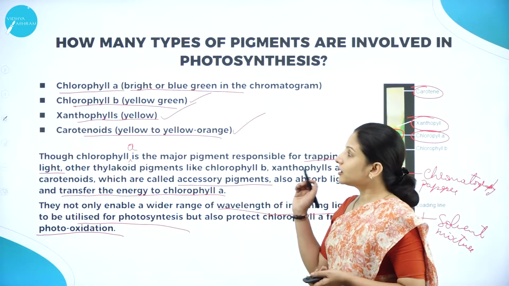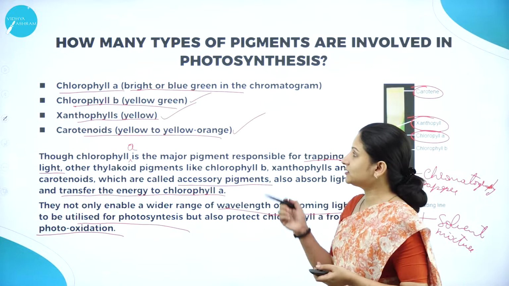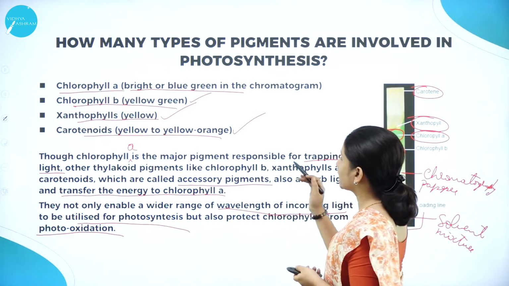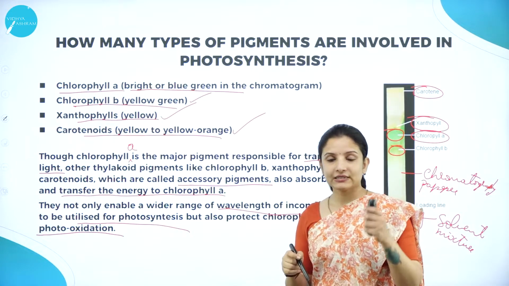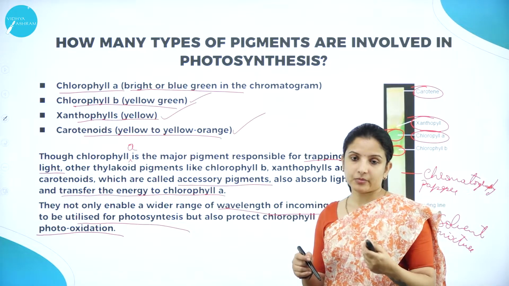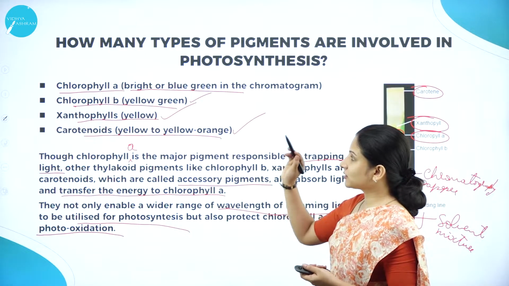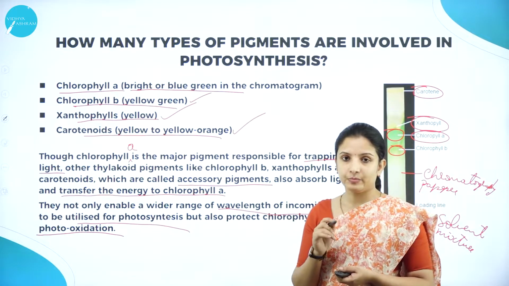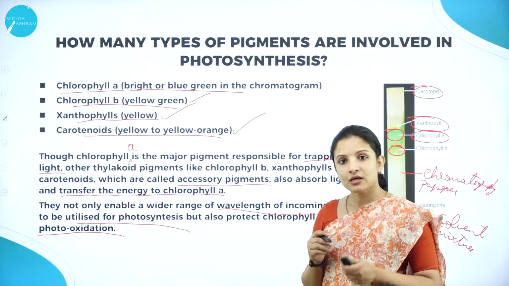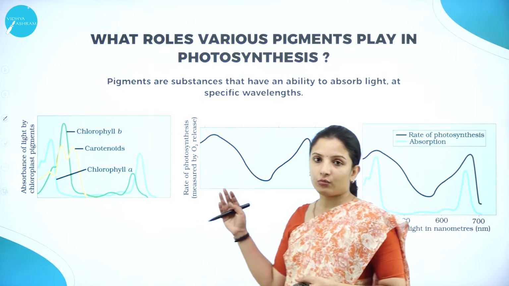Therefore, now we know how many pigments take part in the process of photosynthesis. It is chlorophyll A, chlorophyll B, xanthophylls and carotenoids. Now we shall understand how exactly these pigments play a very important role. Especially among these, chlorophyll A and chlorophyll B play a major role in photosynthesis. How exactly? We shall see. That can be depicted in the form of a graph.